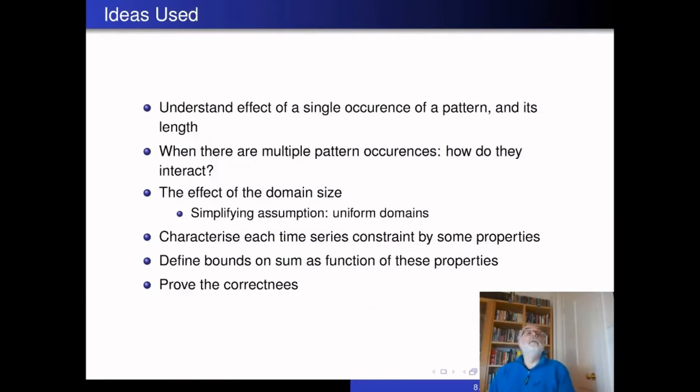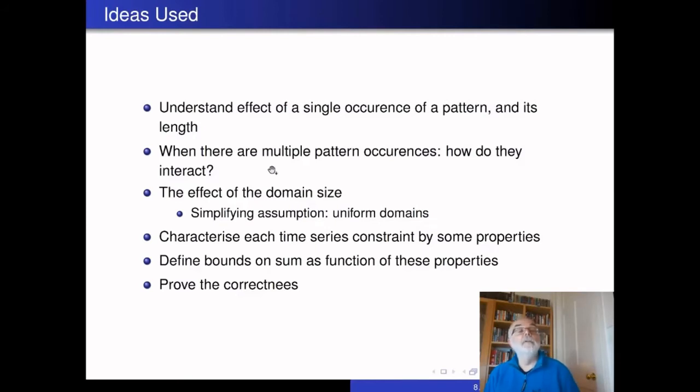How do we do this? Well, we can't really go into details here. The main idea is we first look at the effects of a single occurrence of a pattern and the length of the pattern, and we try to push the pattern against the bound, the upper bound in our case, and we see how much space we lose because of the pattern on its own. Then if we have multiple pattern occurrences, we have to decide how they interact. If there are relatively few patterns, then we can space them out in our sequence so that there is no interaction. Otherwise, they actually overlap and therefore can influence each other.